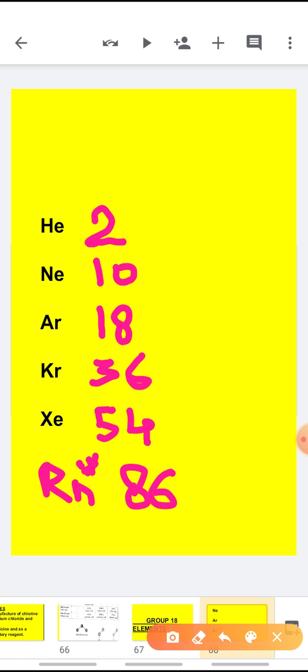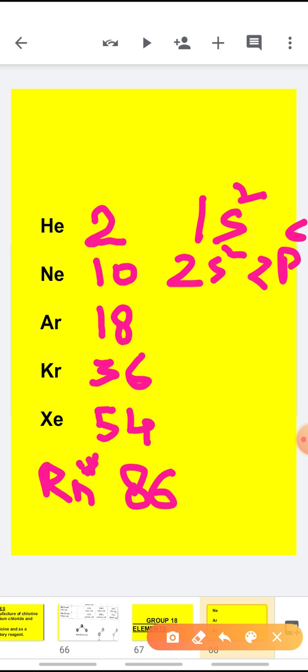Now, if we look at the outermost shell electronic configuration of the elements, then for helium it is 1s2. The outermost shell is the first shell and only the s orbital is present, which is completely filled. So, helium neither wants to give an electron nor wants to take an electron. For other elements, the outermost shell configuration is 2s2 2p6. The second shell is the outermost shell. It is completely filled. S has 2 electrons and P has 6 electrons.